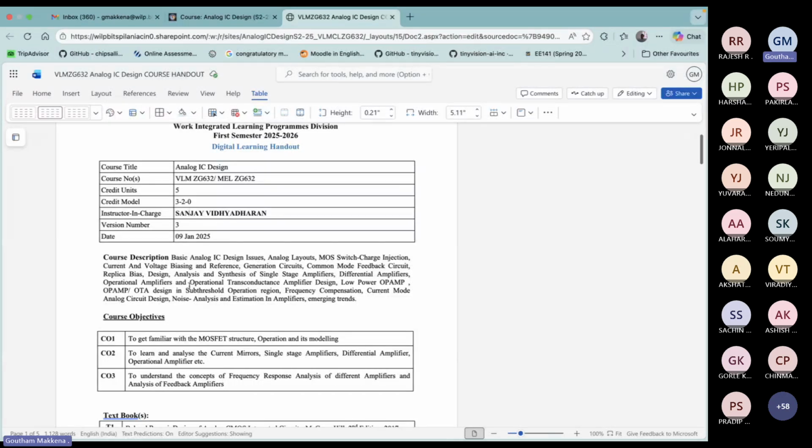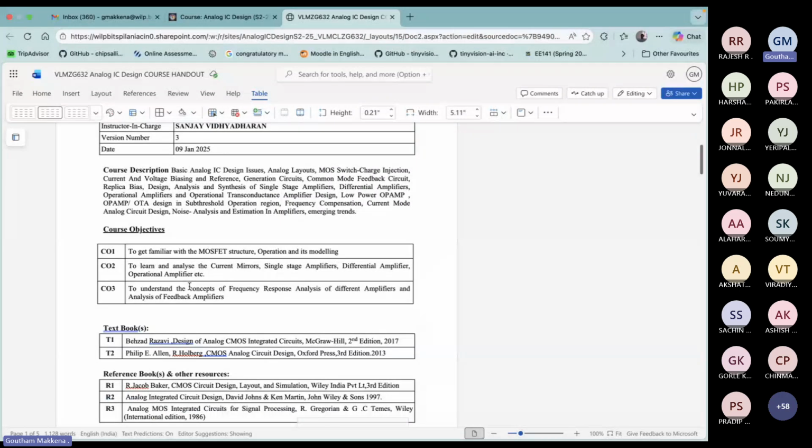And yeah, so these are the course objectives. Okay, so the first course objective is to get familiar with MOSFET structure, operation, and its modeling. Okay, and then we have single stage amplifier, differential amplifiers, and current mirrors. Okay, so this forms the first half of our course.